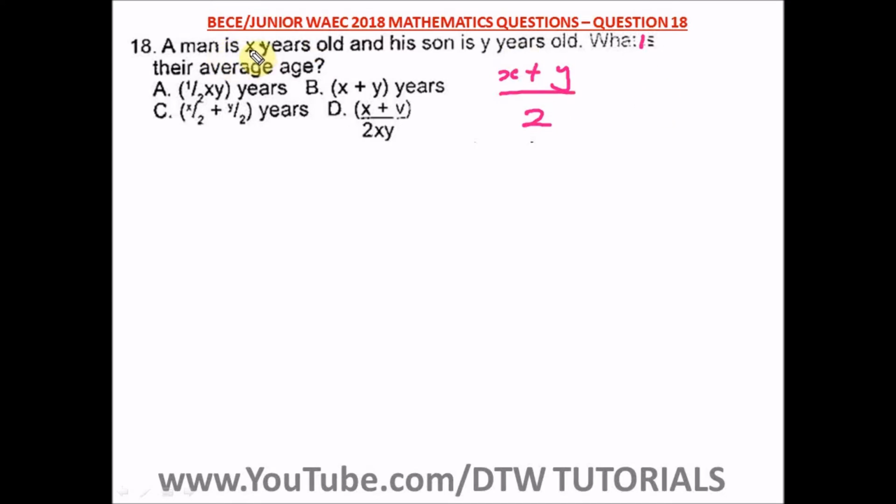Since the man's age is X years old, and the son's age is Y years old, and we're looking for average, you just add them up and you divide by 2. So this is our answer here. Our answer is not really stated in this way, and this expression can also be interpreted as X over 2 plus Y over 2. This is the same thing, all right? So this is the average age, which is C here: X over 2 plus Y over 2 years.